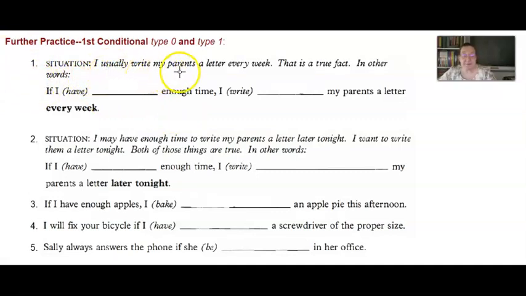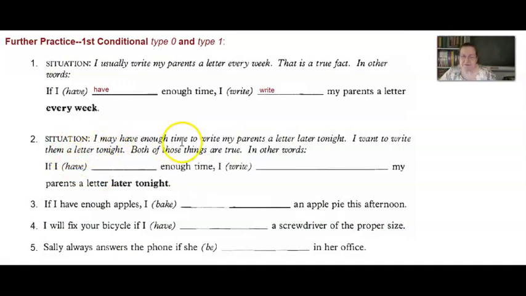I usually write my parents a letter every week. That is a true fact. In other words, if I, yes, you guessed it, if I have enough time, I write my parents a letter every week. Now, this is a habit, this is a routine, therefore it is the first conditional type 0. Situation number 2.